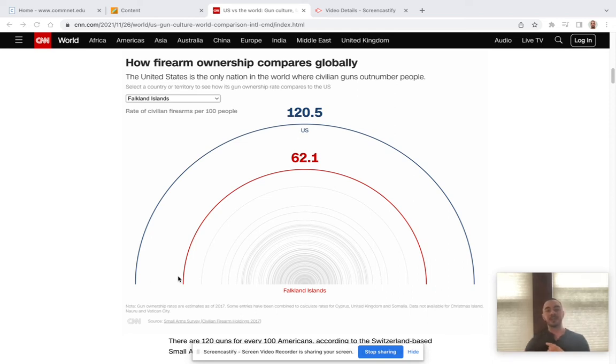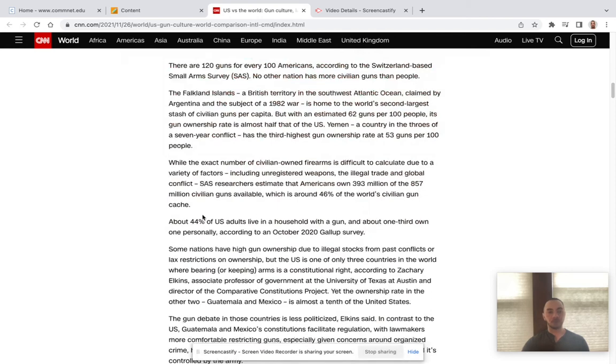We can compare that to elsewhere in the world by playing with the drop down menu. The closest to the United States is the Falkland Islands. For every 100 people, there are 62.1 guns. So, this is an example of using factual information in order to support the argument or to communicate the message that the writers are trying to put forward.